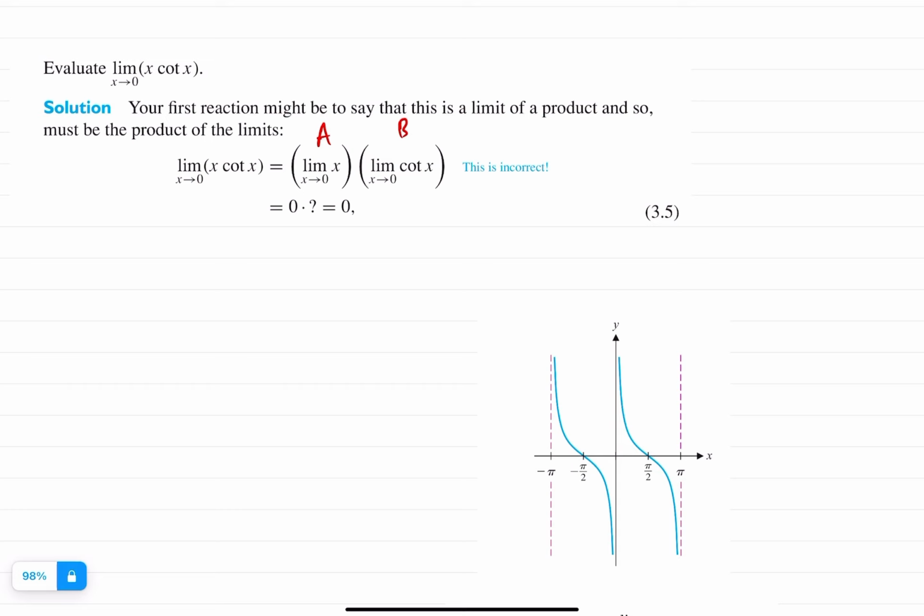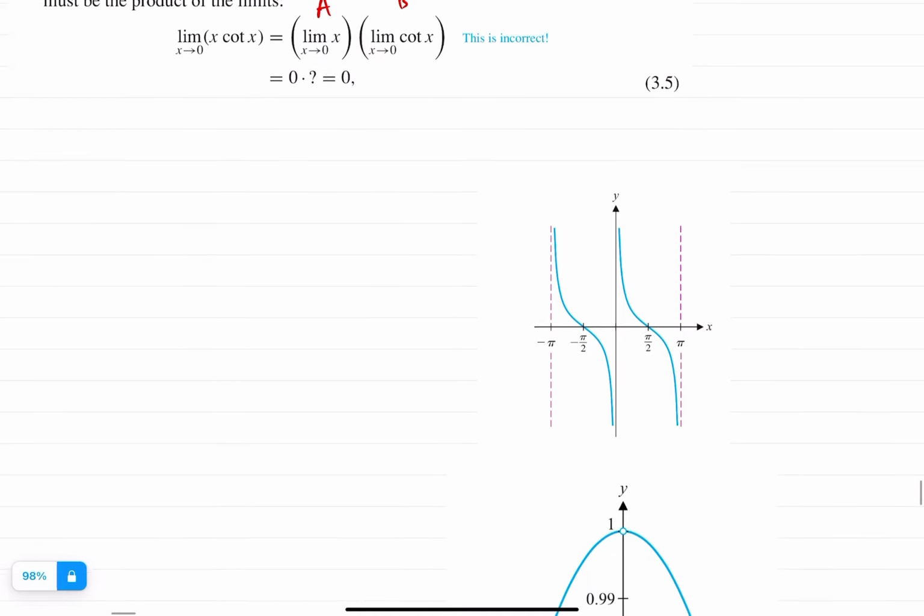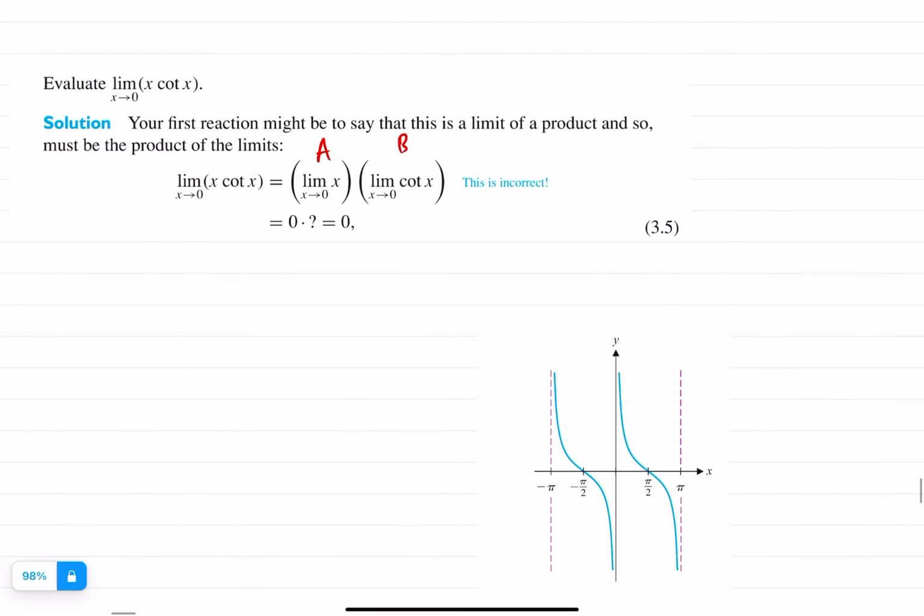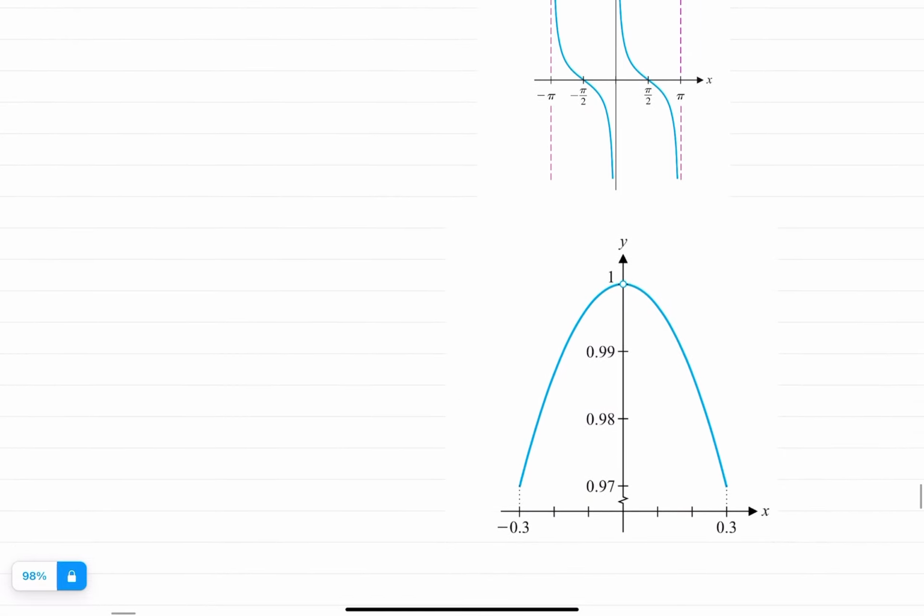Instead of this, we do have a few methods. For example, we know if you want to find the graph for x cot x, it is like this, and you evaluate the limit over here. As x is approaching 0, either from the right side or the left side, the output that we are getting is approaching 1. So this is the limit for this function.